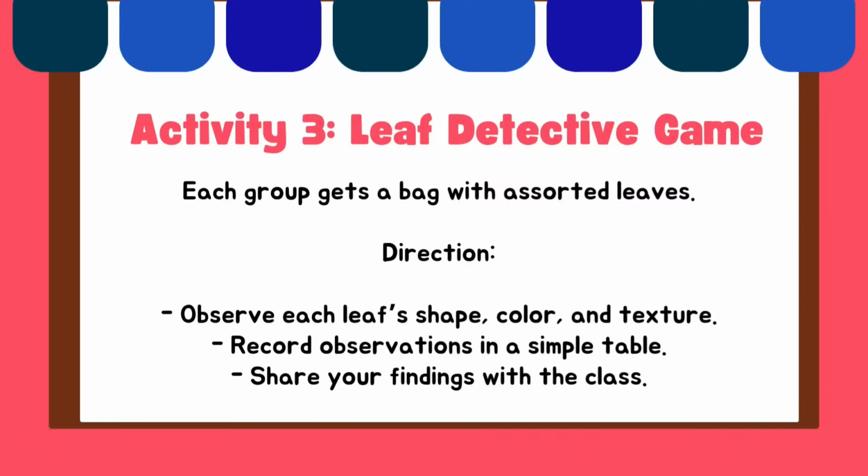Now let's have a group activity. Each group gets a bag with assorted leaves. Here are the directions. Observe each leaf's shape, color, and texture. Record your observations in a simple table. And then share your findings with the class.